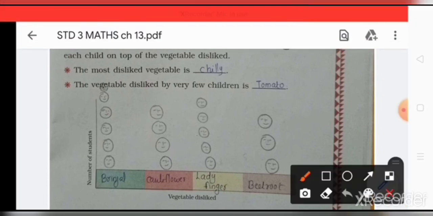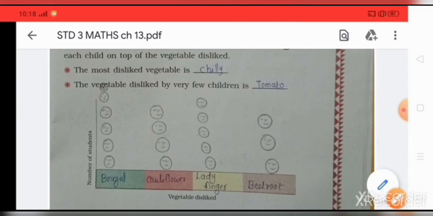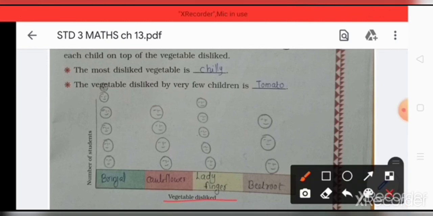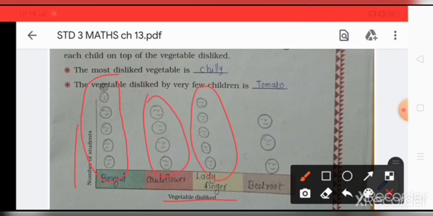Use this table to draw faces in the chart below. Draw this mark for each student on top of the vegetable disliked. The most disliked vegetable is chilli. The vegetable disliked by very few children is tomato. Vegetables disliked, number of students. Brinjal 1, 2, 3, 4, 5, 6 students. Cauliflower 4 students. Ladyfinger 5 students.